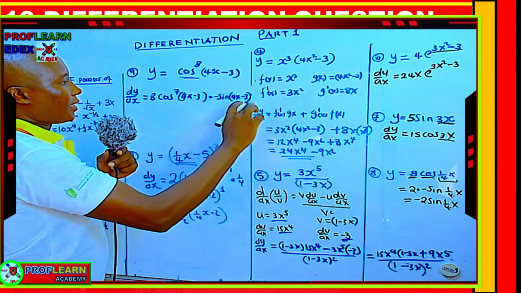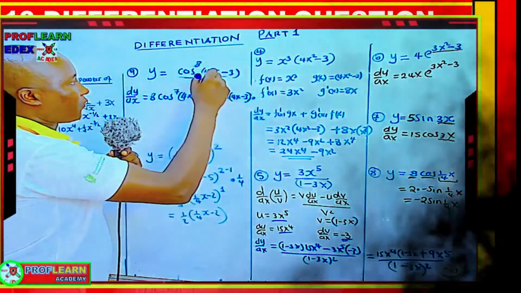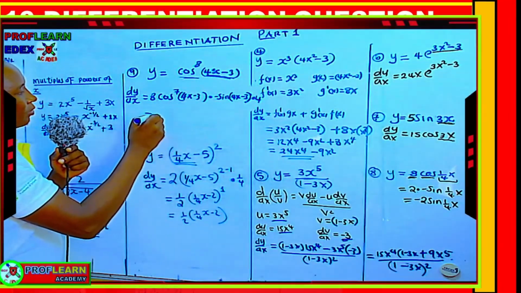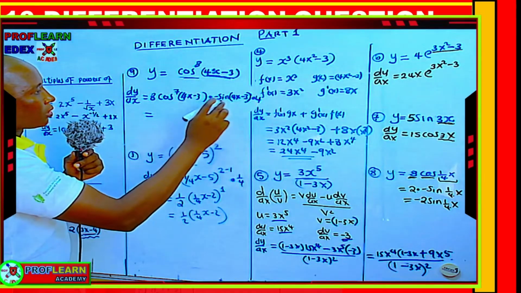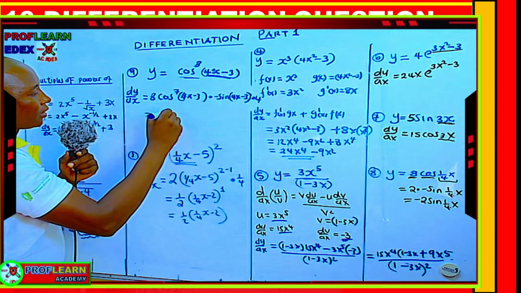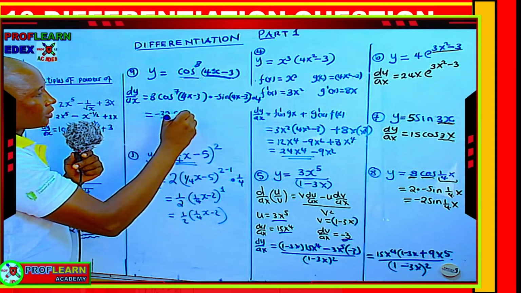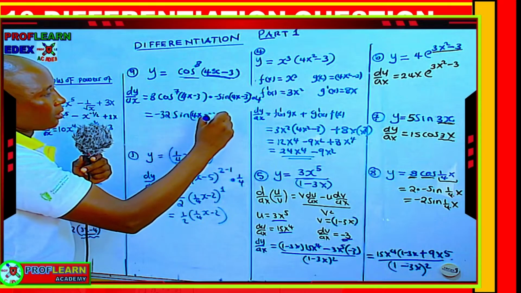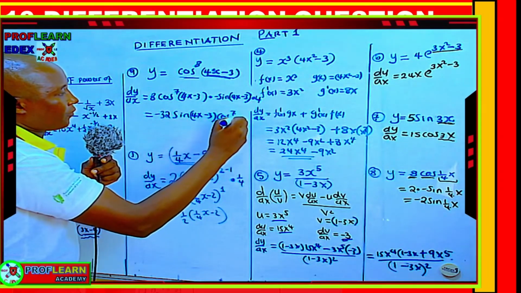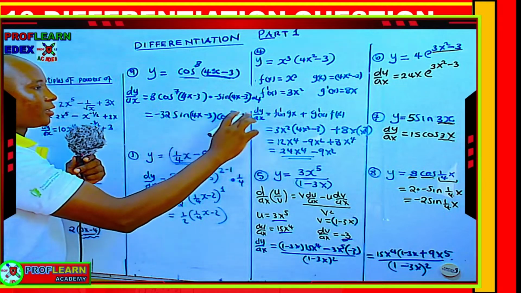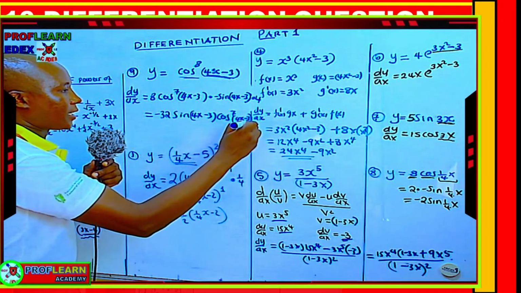Then once you have done that, differentiate what is inside here, also multiply to this. Differentiating what's inside now here is going to be 4. So finally, our answer becomes 4 times negative 1 times 8, it becomes negative 32 sine 4x minus 3 cos 7 4x minus 3. And that is the final answer in that case.